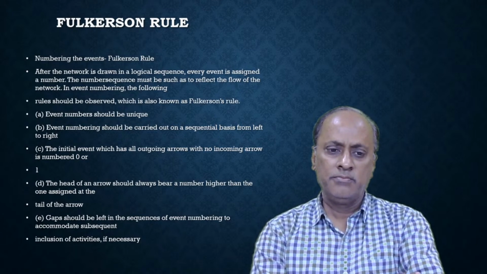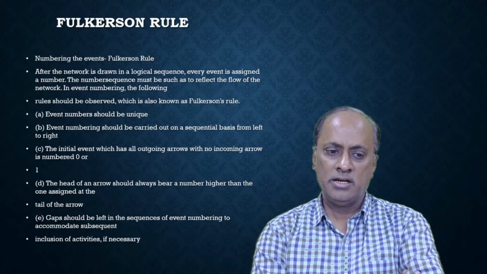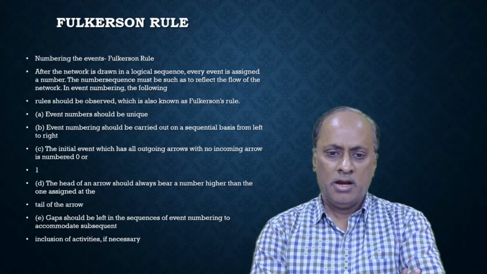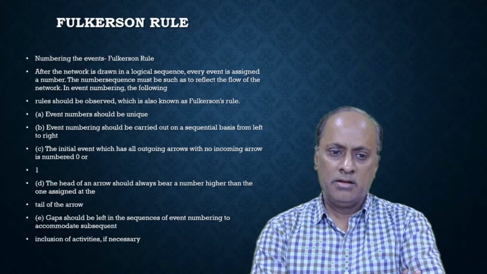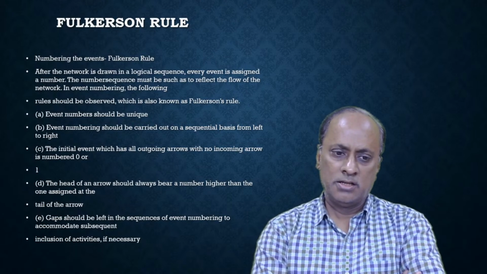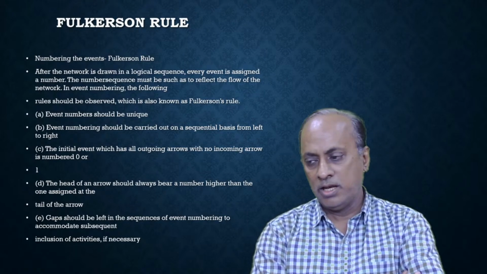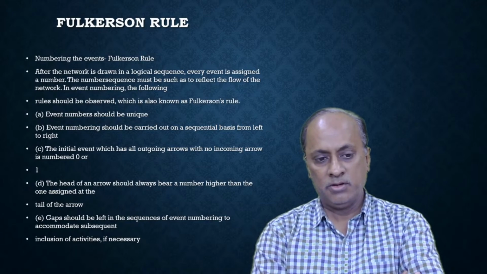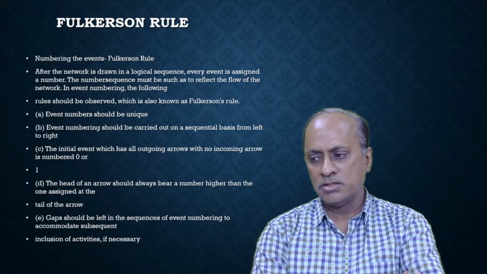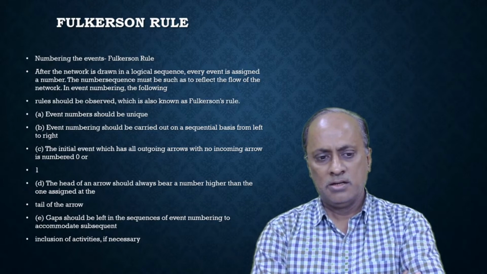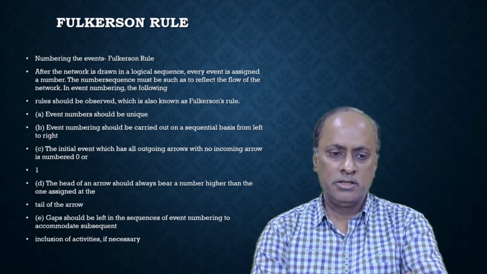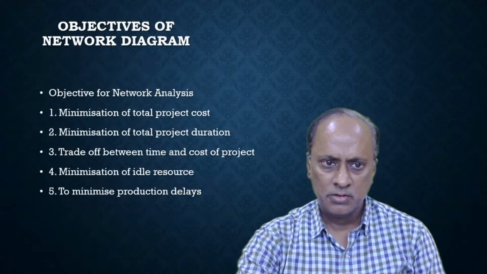And the head of the arrow should always bear a number higher than the one assigned at the tail of the arrow. That means the head event of an arrow should be a higher number than the tail event of an activity. And there should be gaps left in the sequence of event numbering to accommodate subsequent inclusions.